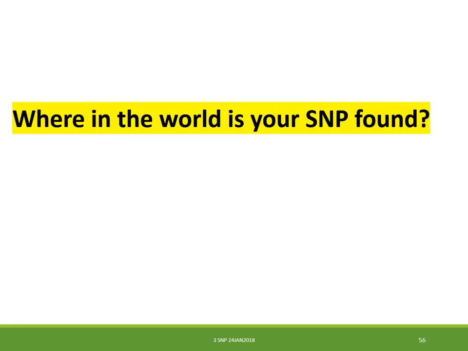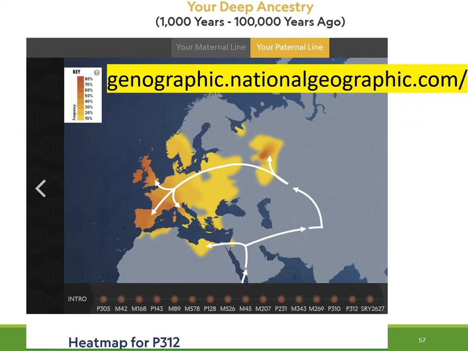So where in the world is your SNP found? Here we're talking about geography. National Geographic gives you these heat maps, but they only give them to you for way back. Notice this is saying 1,000 years to 100,000 years ago. If you look across the bottom, you'll see the names of the SNPs, starting with P305 on the left and SRY2627 on the right. SRY2627 is 5,000 years ago, they estimate. So this is where your people, my people, were 5,000 years ago. That doesn't help me a whole lot in knowing where to search records, does it?